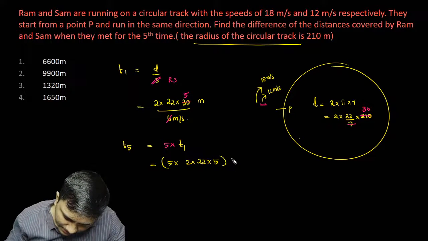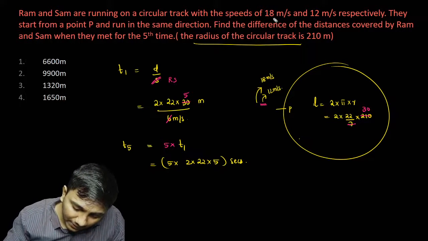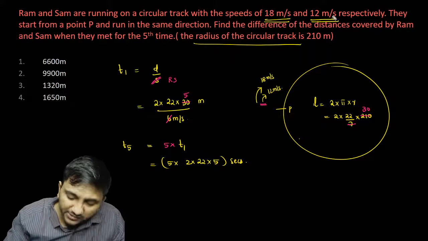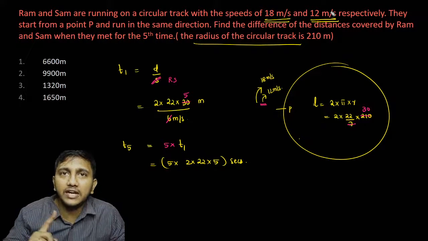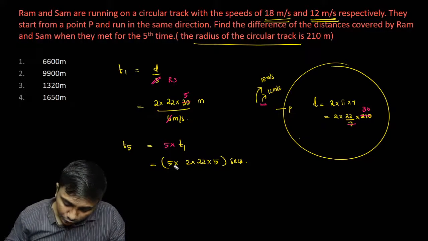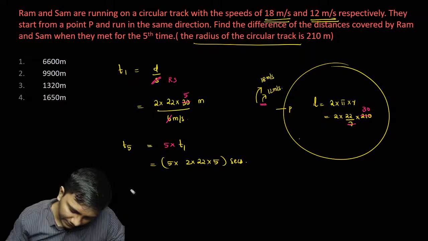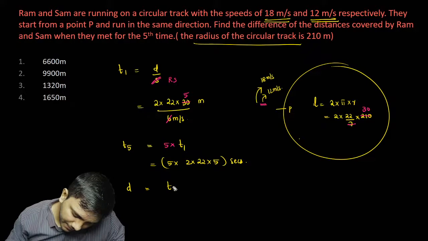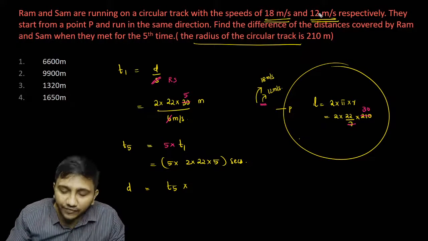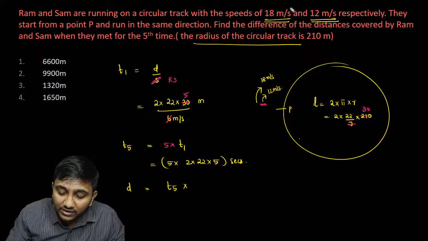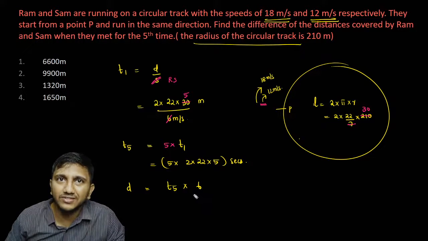Fine. So it's going to be these many seconds. If you look at the speeds, one is going at 18 meters per second, the other one is going at 12 meters per second. So per second, the difference in the distances covered will be 18 minus 12, 6. Right. So if they take these many seconds to meet for the fifth time, we can find out the distance covered as time taken for the fifth meeting into the distance that they will cover as the difference for every second. That is, they're going to have a difference of 6 meters per second. So that into 6. That should give us the answer for this question.